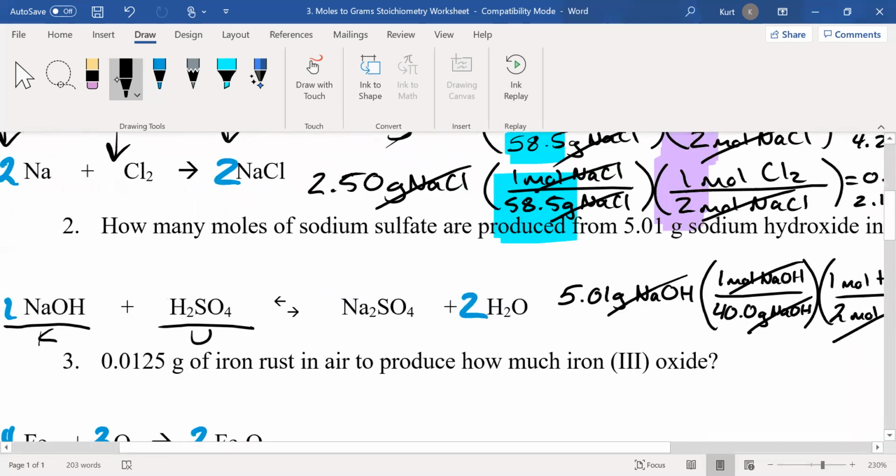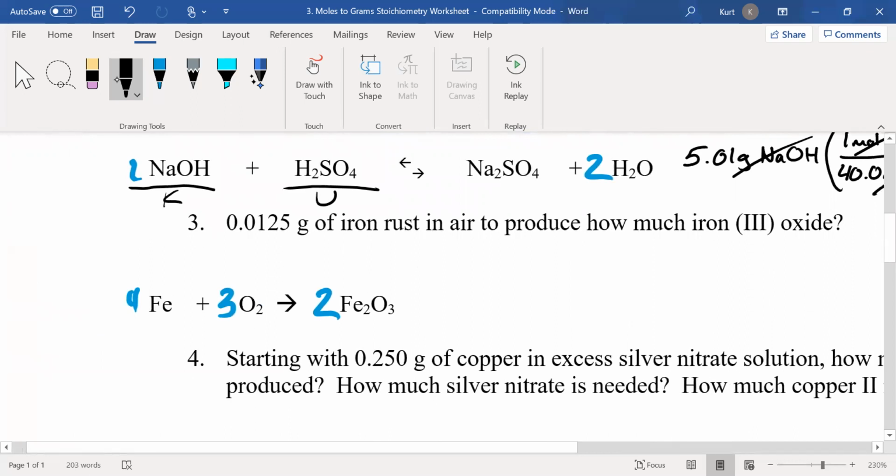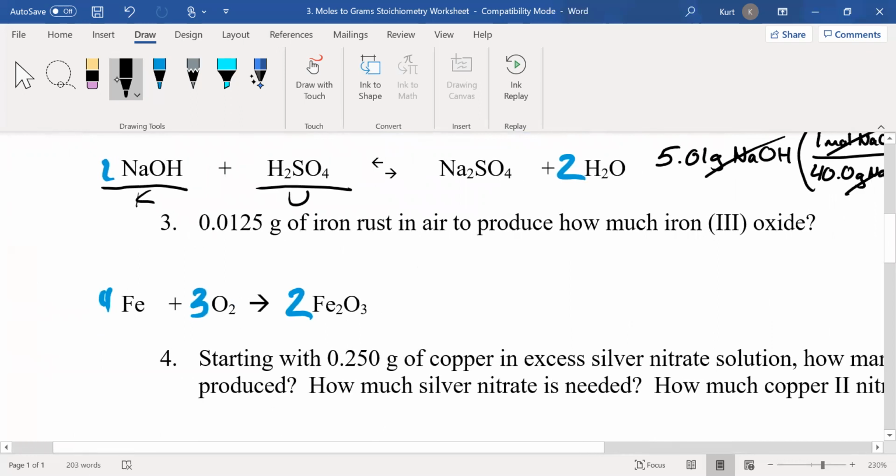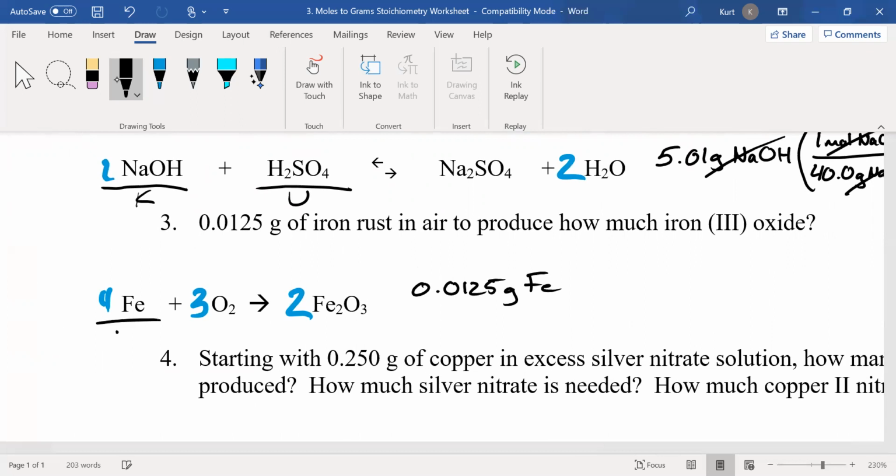All right, the last one. 0.0125 grams of iron rust. There's your known value. 0.0125 grams of iron. How much iron(III) oxide will the rust in air produce? Here's your known, here's your unknown. So it's a 4-to-2 ratio.